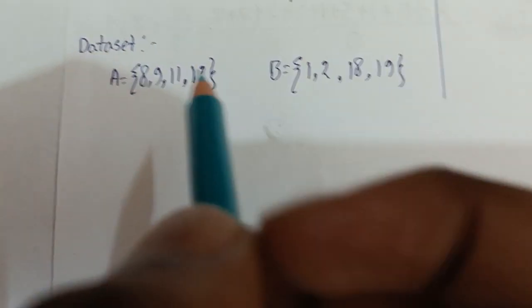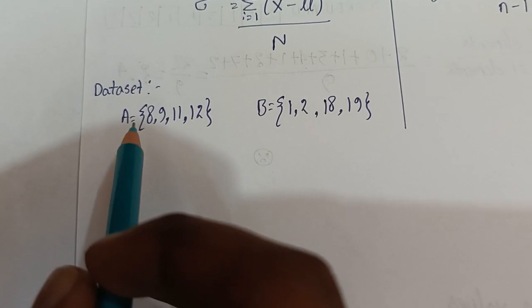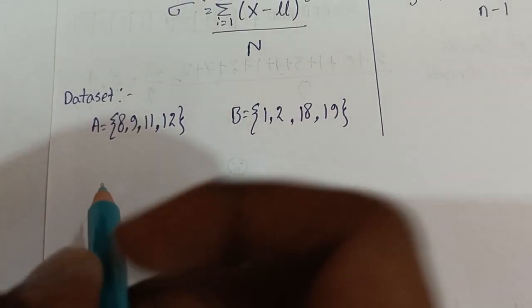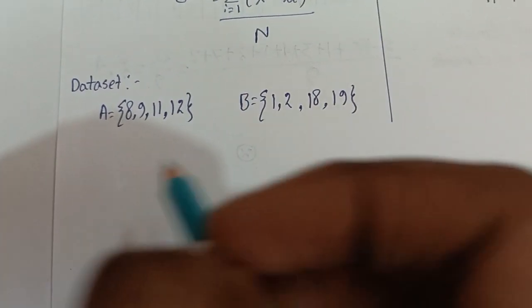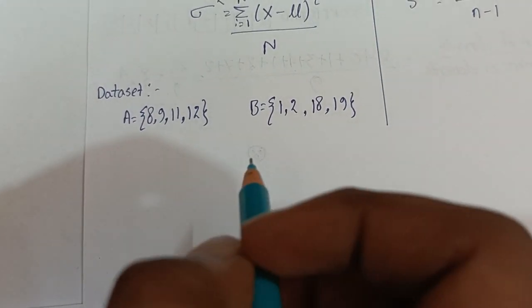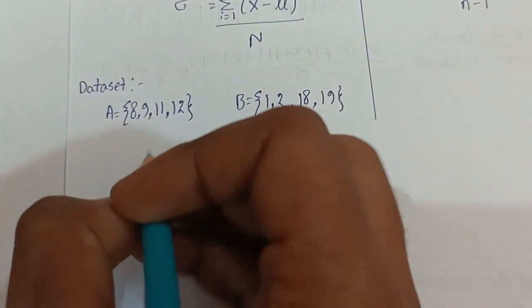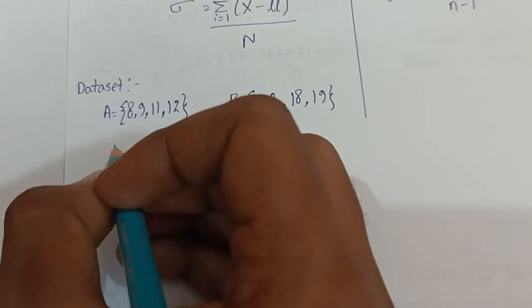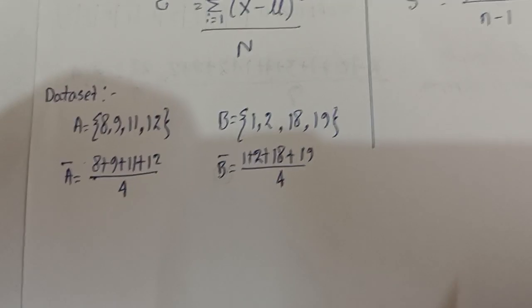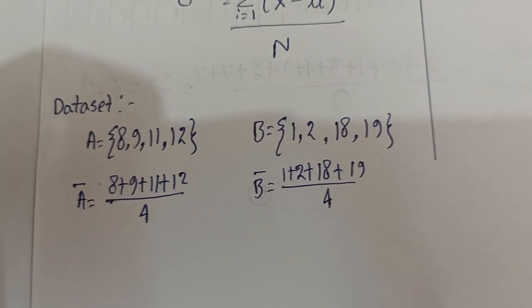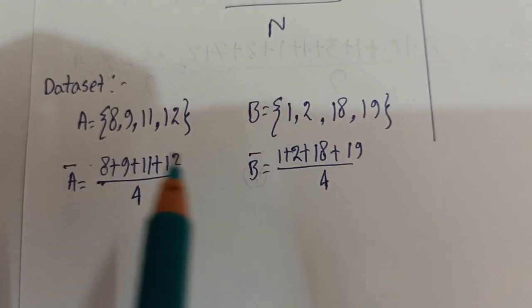As you see, I have taken two data sets, dataset A and B. I have four elements in each. What we will do is calculate the mean of each dataset. So the mean of A is, here I am just calculating the mean.